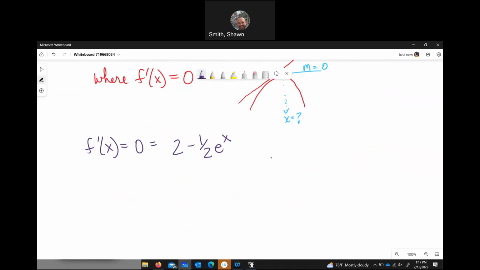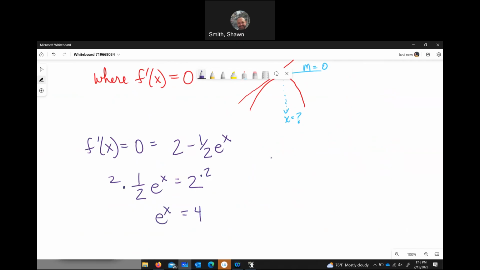We have to do a little algebra. This is college algebra right here. So if I add 1/2 e to the x, that's equal to 2. Multiply both sides by 2. Now I have e to the x is equal to 4. Now I say, what e to what power is 4?